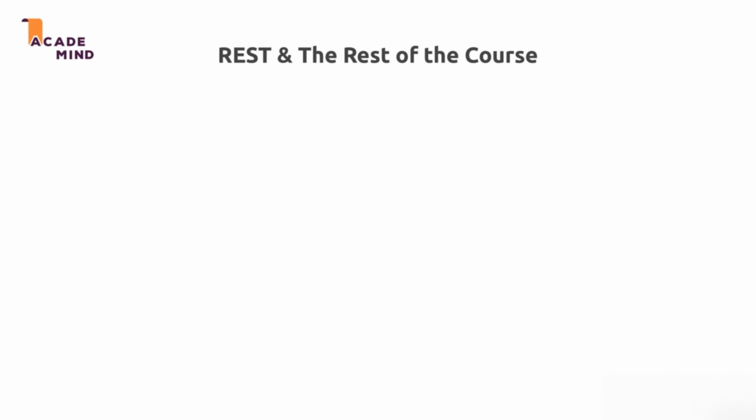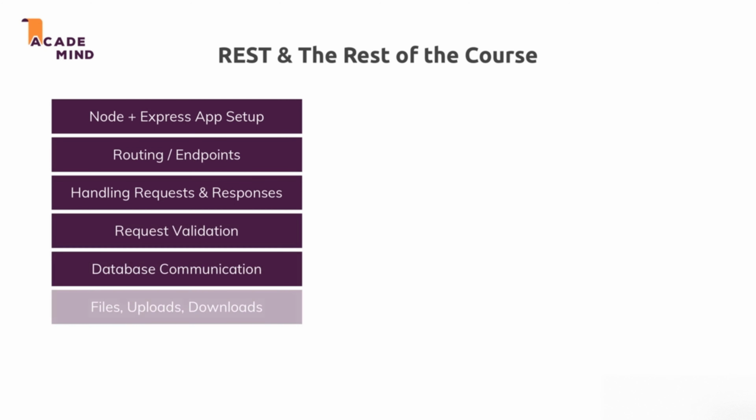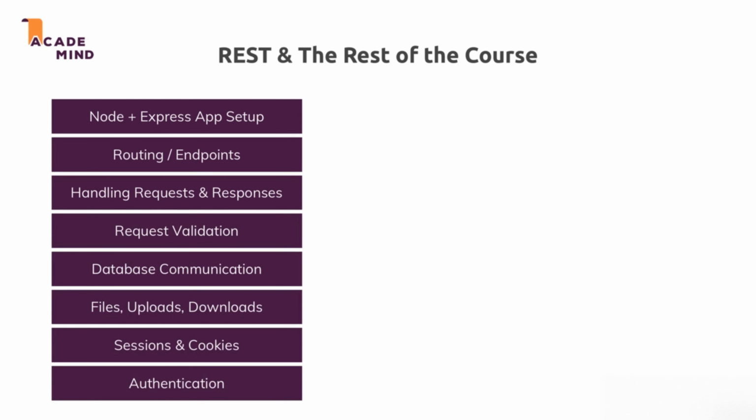Before we start working on the project, let me quickly have a look at REST APIs and the other knowledge you gain throughout the course. Is that now all redundant? We learn about things like setting up our Node and Express app, routing, handling requests, responses, request validation, database communication, file handling, uploads, downloads, sessions and cookies, and authentication. These are some big topics we covered throughout the course.